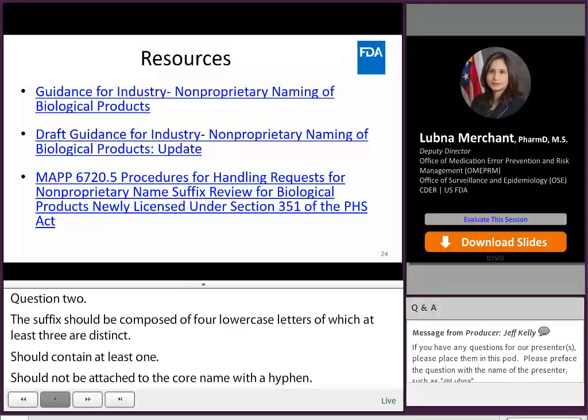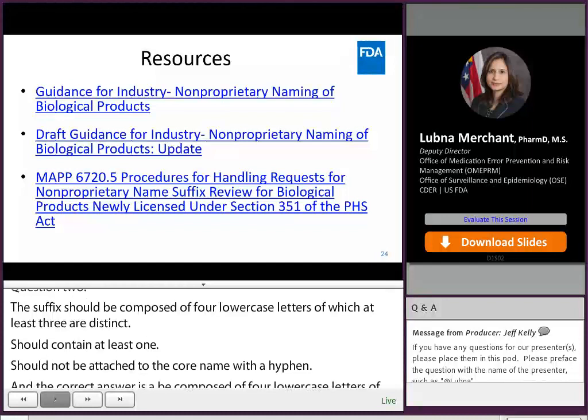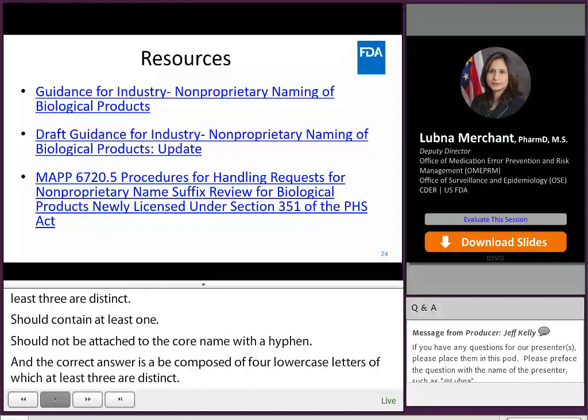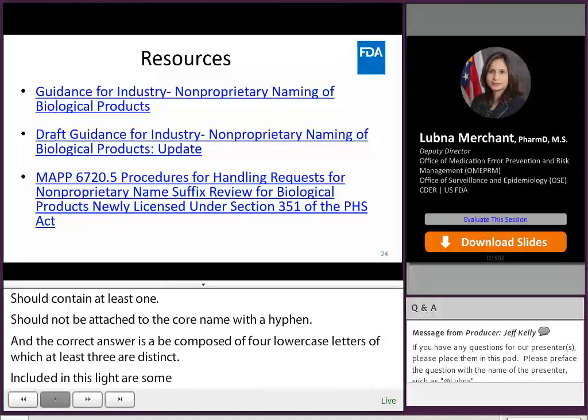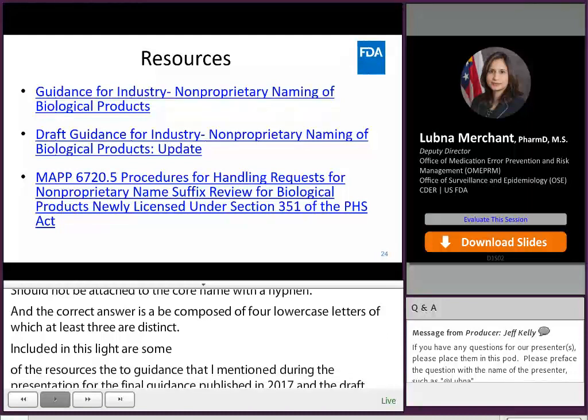Included in this slide are some of the resources: the 2 guidance documents that I mentioned during my presentation, the final guidance published in 2017 and the draft guidance for industry on non-proprietary naming update published in March of 2019. Also listed here is the map, which outlines the process for handling requests for non-proprietary name suffixes review.